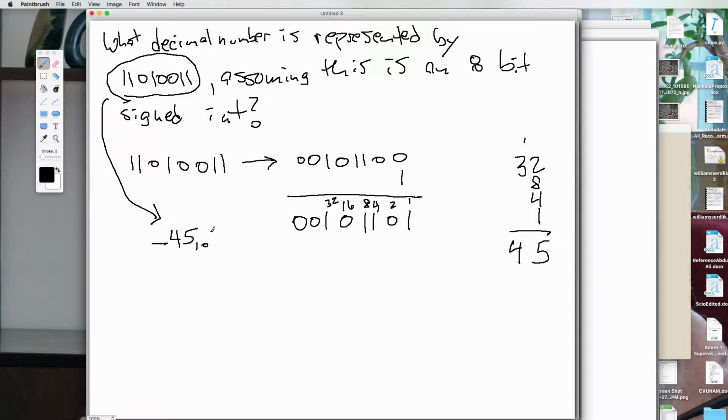Okay? You should practice a few of these. You should be able to go from 8-bit signed integers to decimal, and from decimal to 8-bit signed integers.